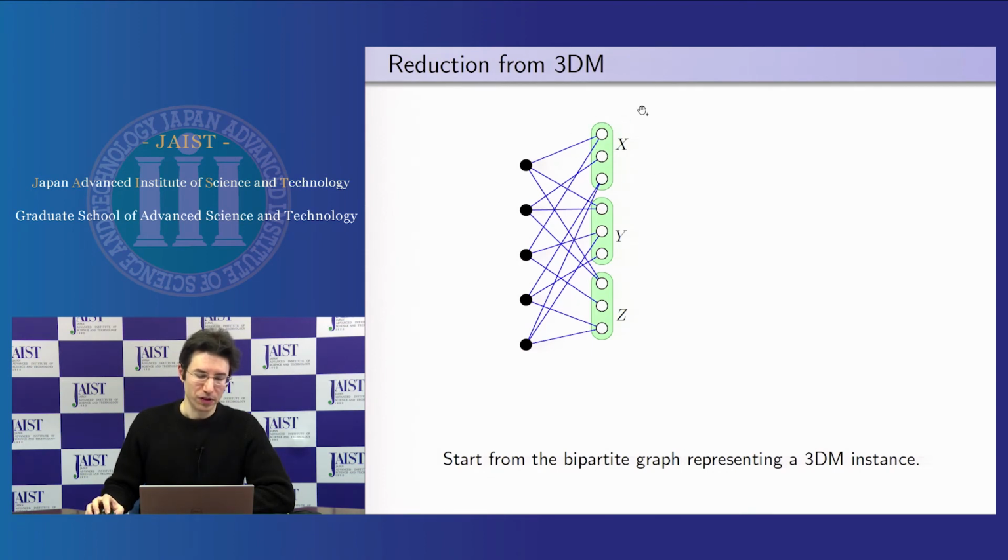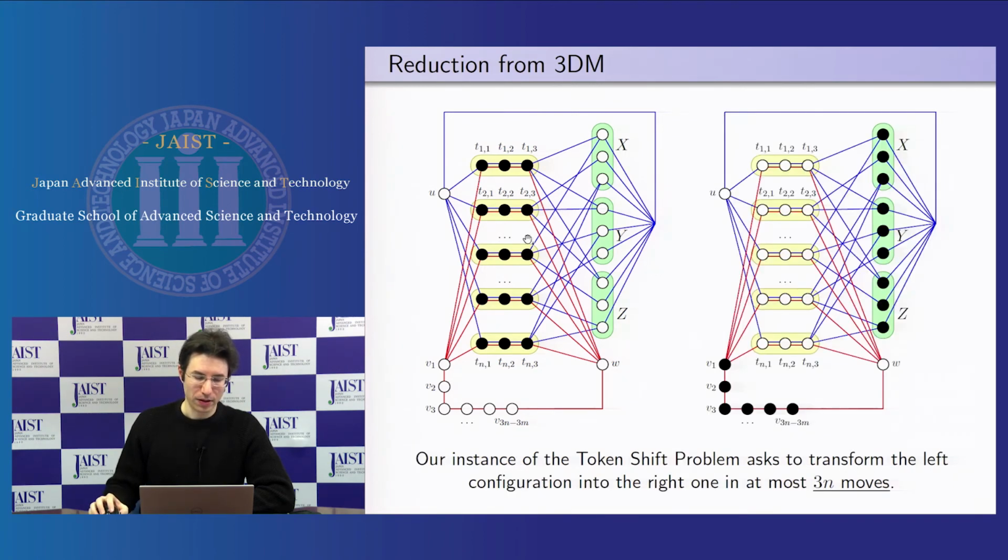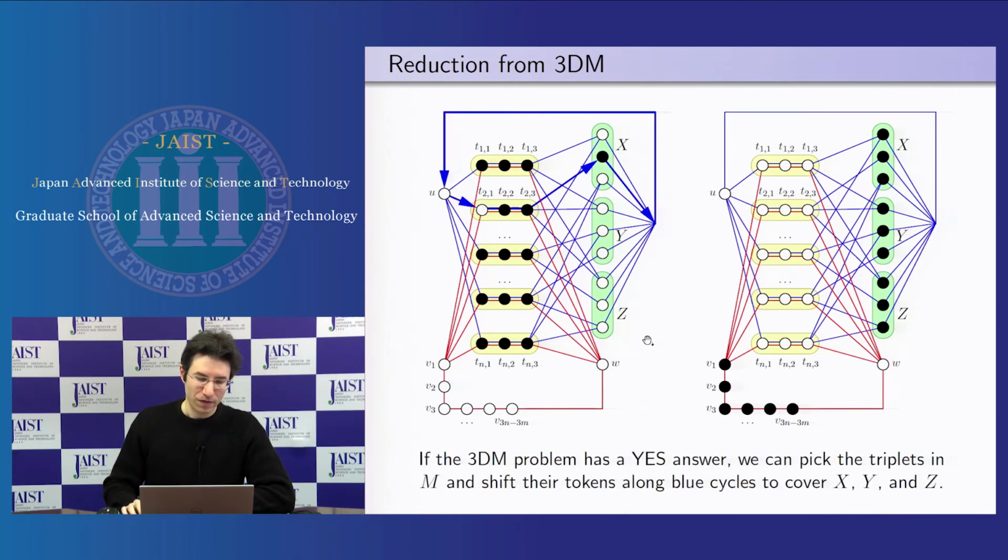An instance of this problem can be represented as a bipartite graph like this, and we can extend this graph to a cycle shift puzzle like this. So this is our reduction, and the final configuration is on the right. So the question is, can we go from the left configuration to the right configuration in 3n moves? All right. So if the 3DM problem has a yes answer, then we can do it, because we just select the triplets in M, and we shift them along blue cycles like this.